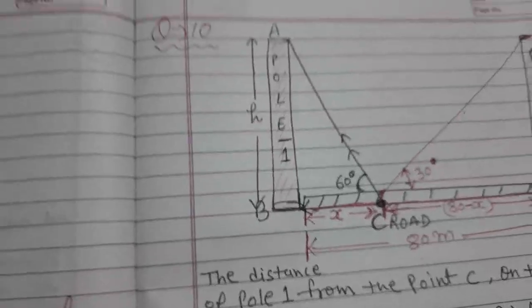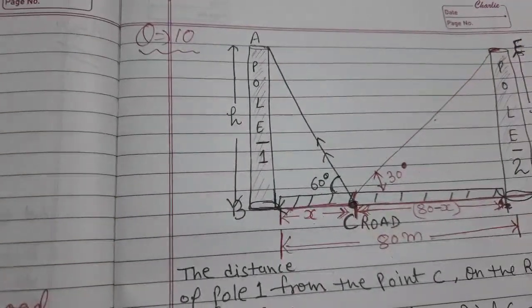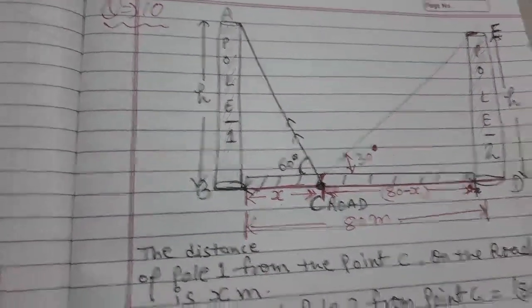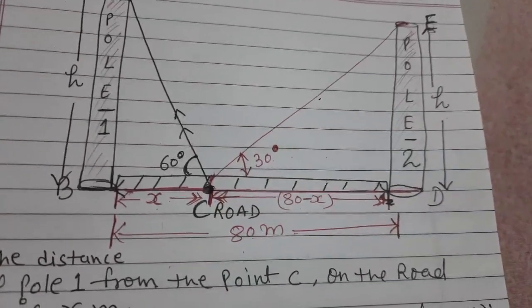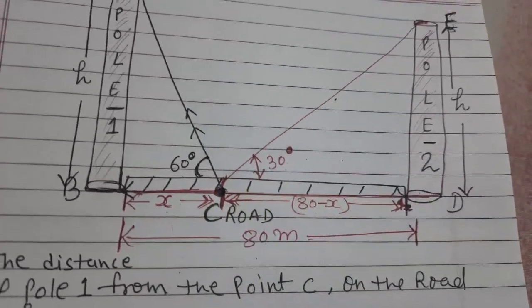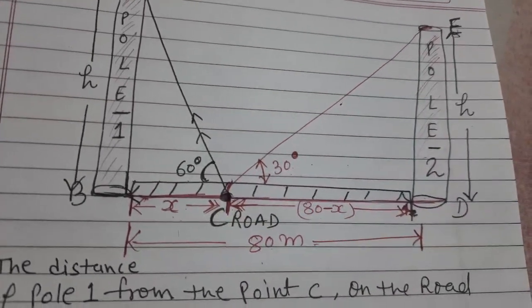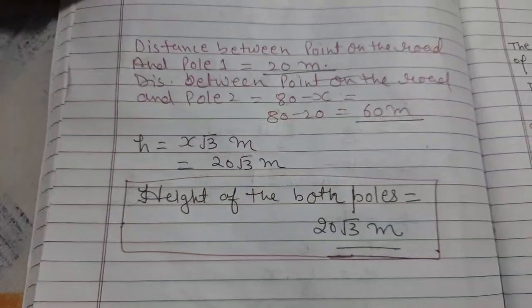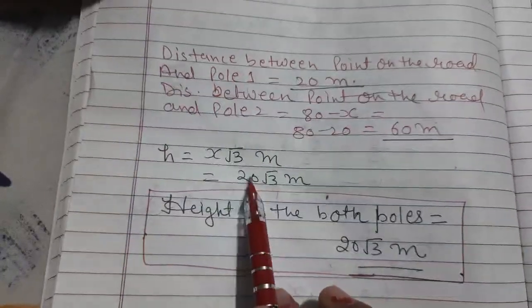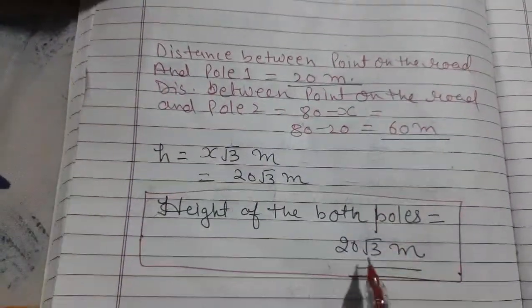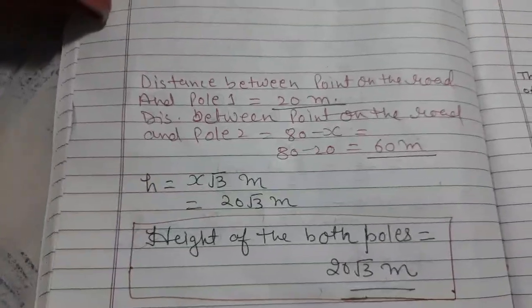So x, the distance between the point on the road and the first pole, is 20 meters. Now we can easily calculate the distance of the second pole from the point on the road, that is 80 minus 20, that is 60 meter. Now we have to find the height of the pole also. Both poles are the same height, so h equals x root 3. X is 20, so the height of both poles equals 20 root 3. So this is the solution of question number 10.